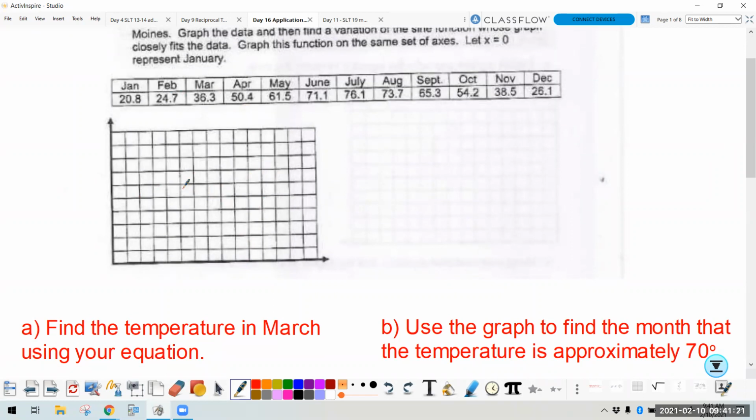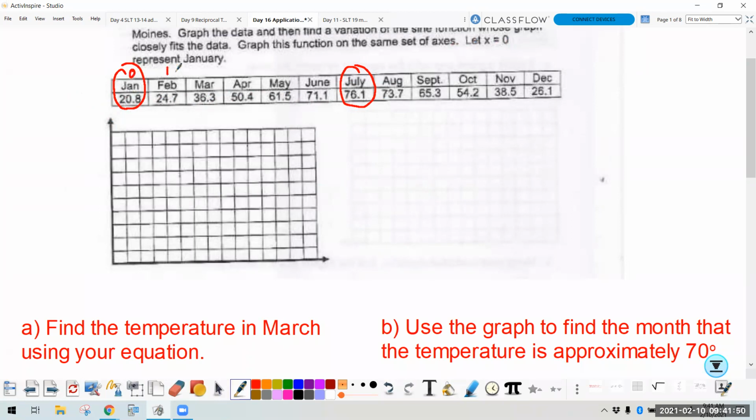So first, when I'm looking at this information, I want to know the low point and the high point, the minimum and the maximum. I'm going to look through my temperatures, and we got the low of 20.8 degrees and then a high in July. And when I graph this, my X is going to be time. So let X be 0 for January.